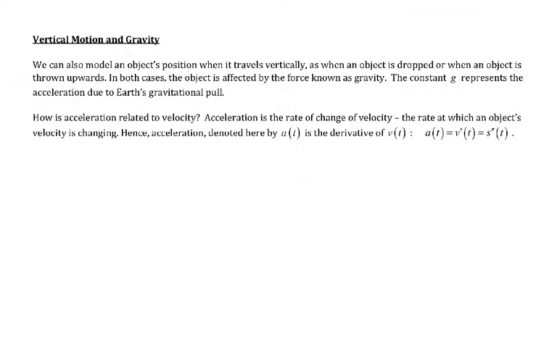Okay, so we'll look at another very classic example. We can also model an object's motion when it travels vertically, either when something is thrown up in the air or something is dropped. And we have this thing called gravity on our planet that makes things fall down when you throw them up. And g, gravity, is the acceleration.